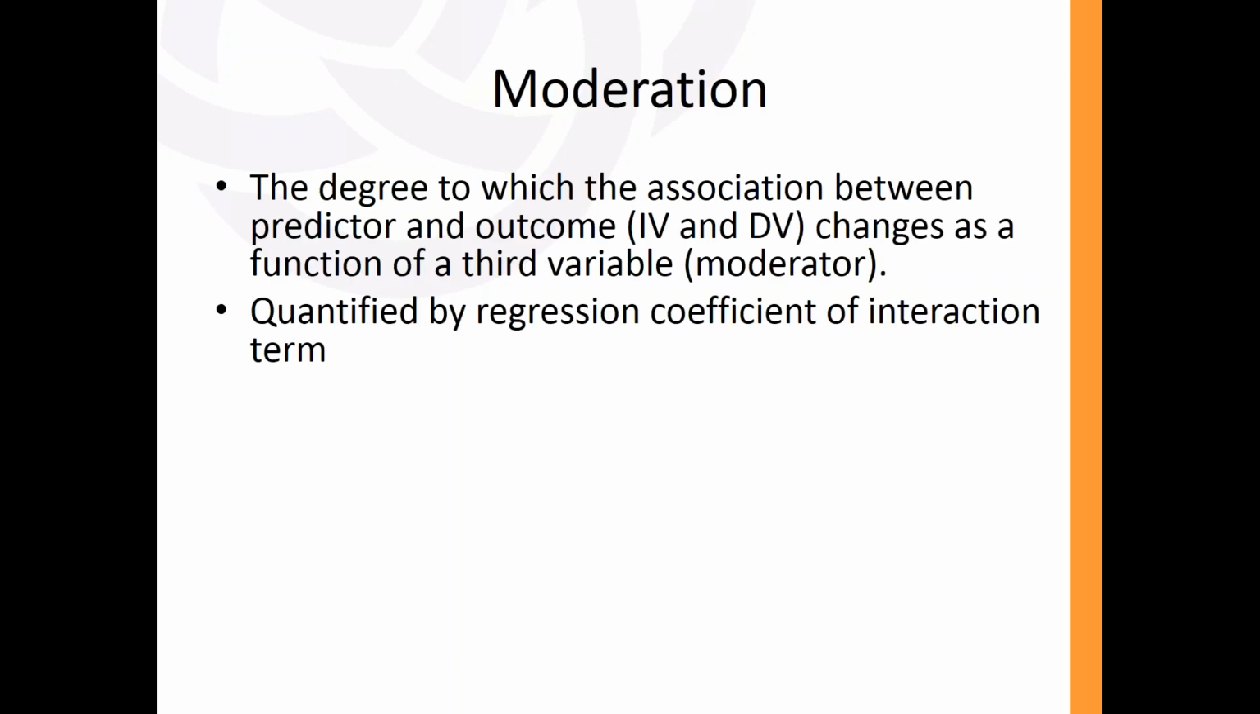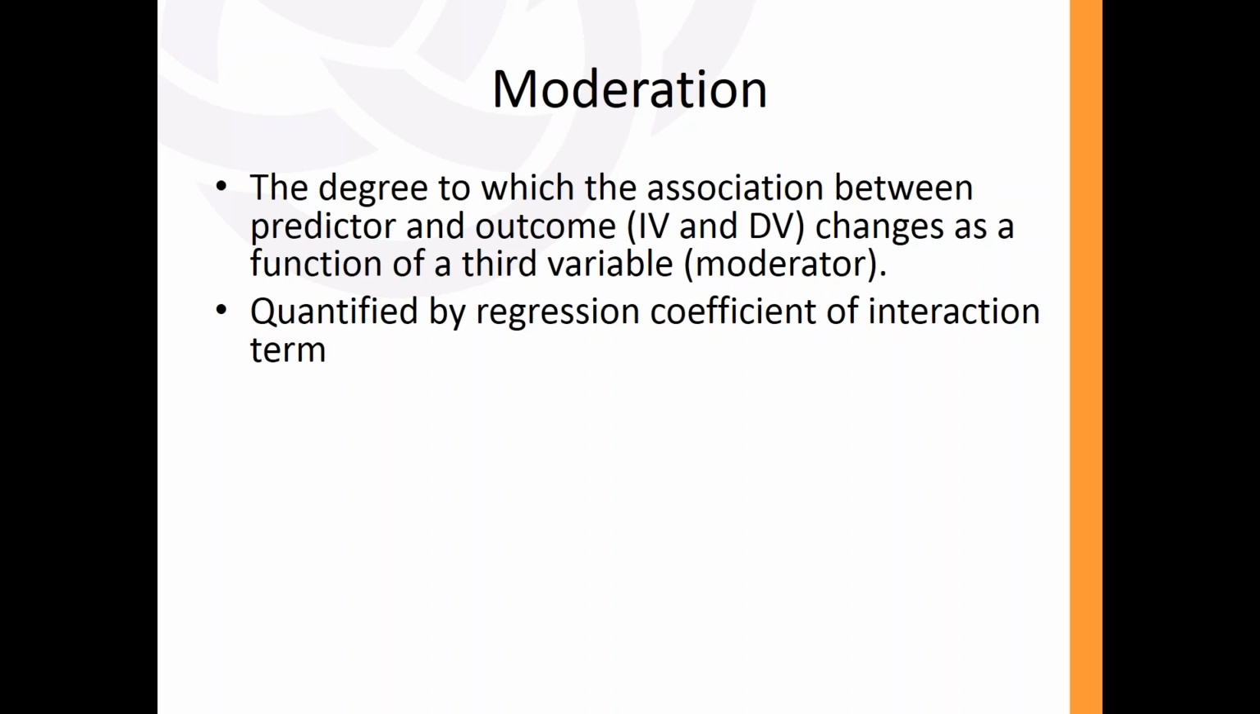So moderation is really about the degree to which an association between a predictor and an outcome, the independent variable and the dependent variable, using those interchangeably, predictor, independent variable, or IV, outcome and dependent variable, or DV, changes as a function of a third variable called a moderator. Now, this might sound a lot like mediation. Didn't I just say the same thing about how a third variable changes the association between two variables? Yes, but it's actually a lot different. We'll see how.